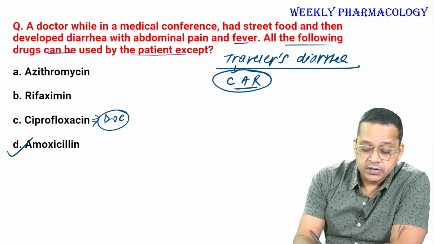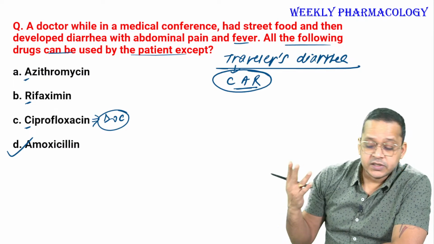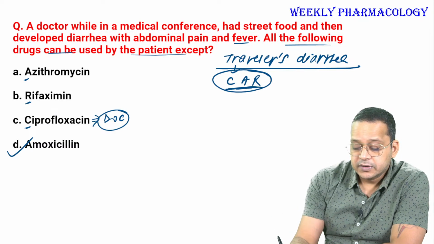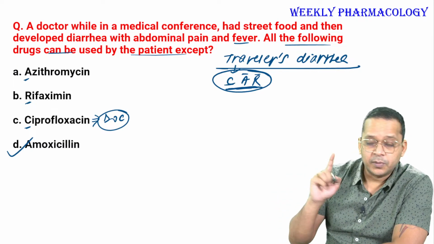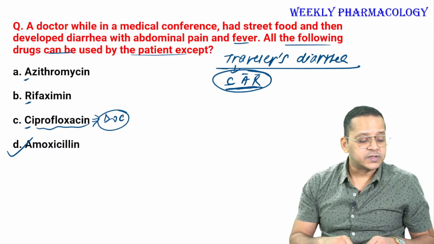And the CAR: C for ciprofloxacin, A for azithromycin, R for rifaximin. These are three drugs that can be used in traveler's diarrhea. CAR drugs: ciprofloxacin, azithromycin, and rifaximin. These are three commonly used drugs. The most commonly used drug, or the drug of choice, is ciprofloxacin.